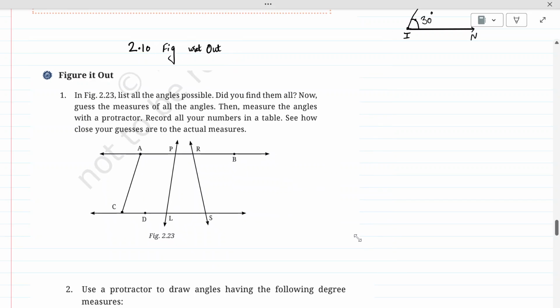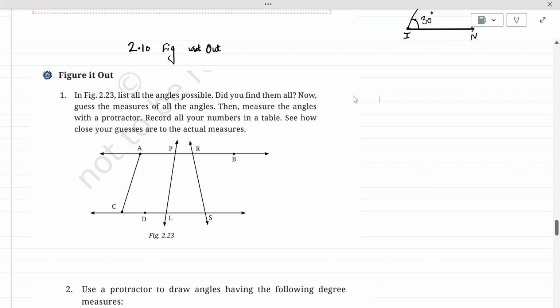First one here is in figure 2.23. So this is a figure given to us. List all the angles possible. We have to name all the angles. Did you find them all? And now guess the measures of all the angles. Then measure the angles with the protractor. Record all your numbers in a table. See how close your guesses are to the actual measures.